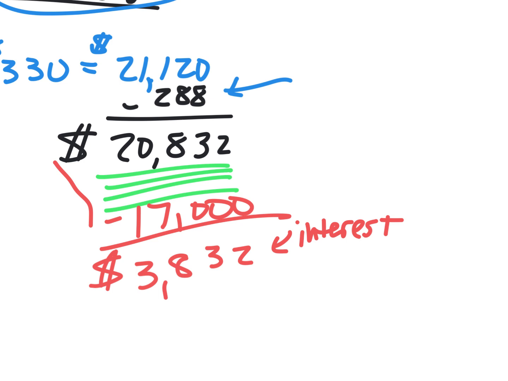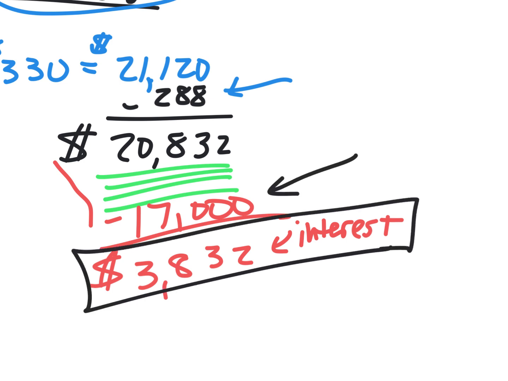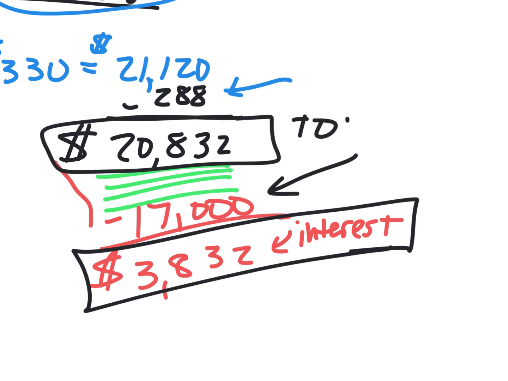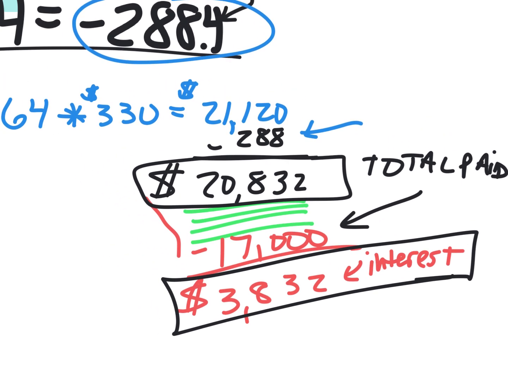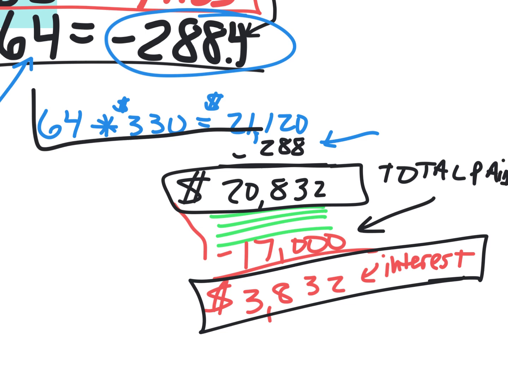Okay, so what was this? That's called the principal. What was this? That was called the interest that you paid. What was this? That's called the total paid, and it's the other two things added together. What was this? This is the total amount you paid before they refunded you, the 288. All right, there, I've covered everything.